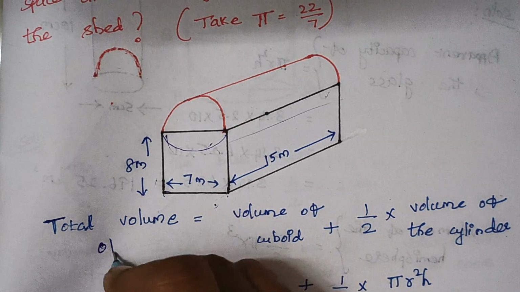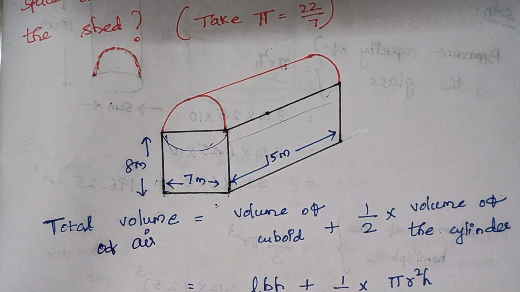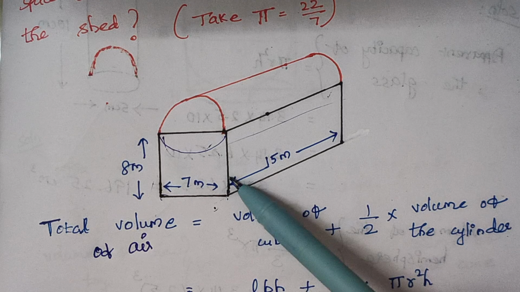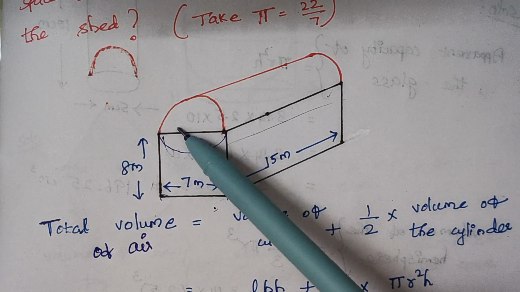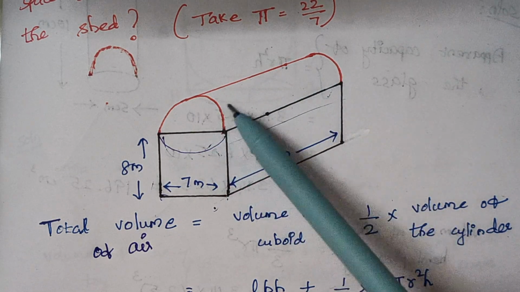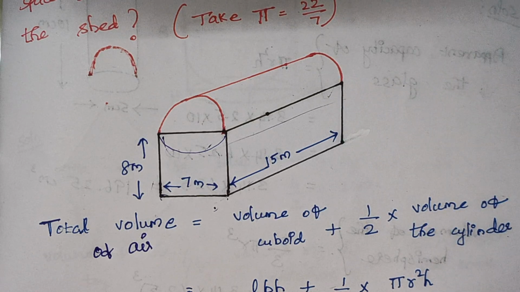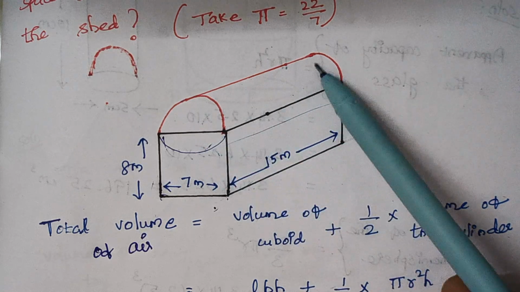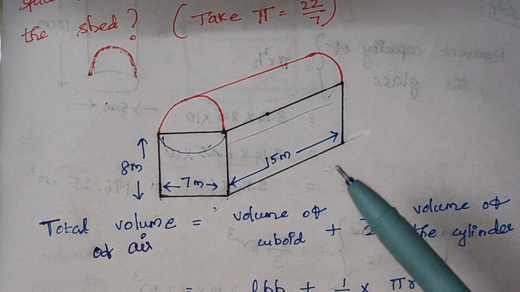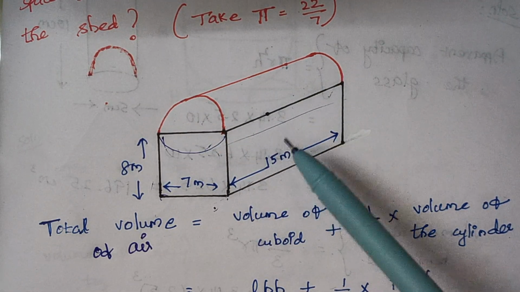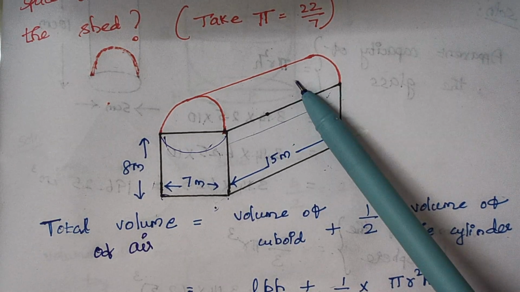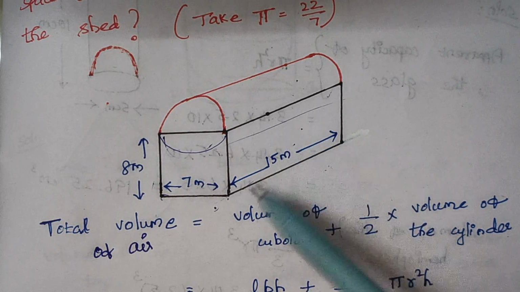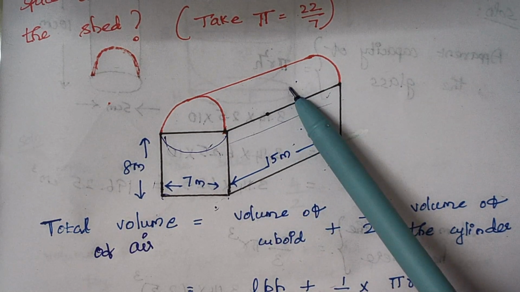You better write it as total volume of air. So here it is the volume of air that is in the cuboid, and we have to find the volume of air that is present in this half cylinder, because we have to find the volume which is present in this entire shed. This shed has two shapes: one is a cuboid and another is a half cylinder. Therefore, here we have to find the volume of the cuboid and the volume of the cylinder as well.